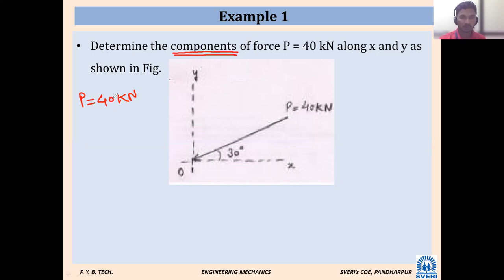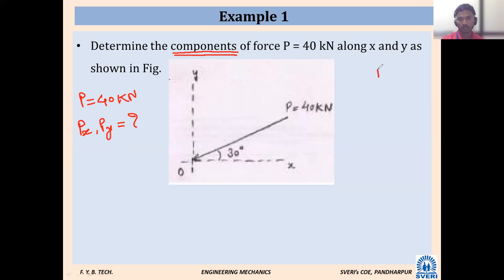So force P is given as 40 kilonewton, and we are supposed to find its components. Let us say the X component is Px and the Y component is Py. So how to calculate this? First, in which quadrant does this force lie? Third quadrant. It is going in the third quadrant.